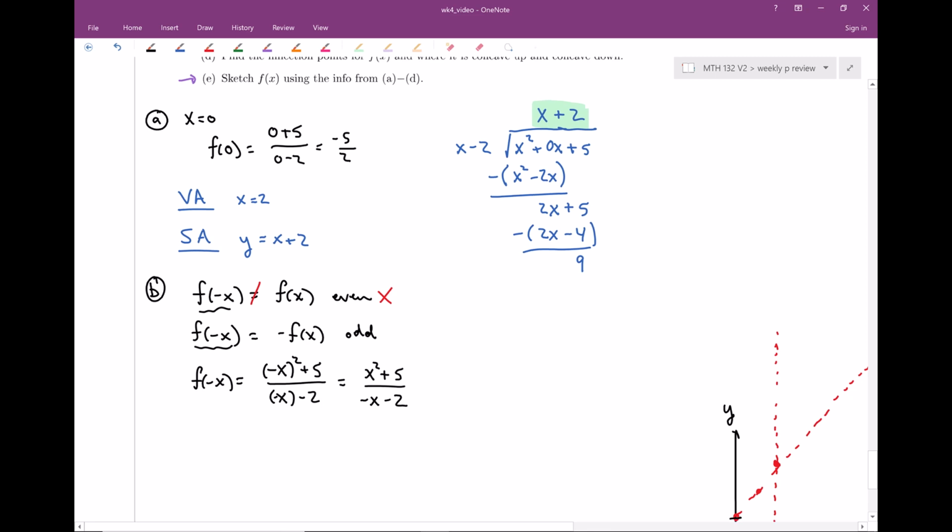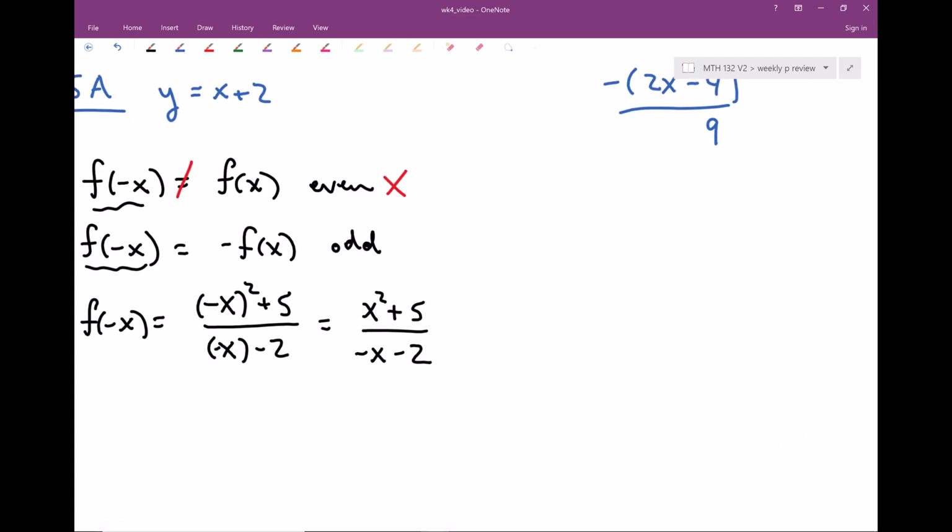Sometimes in order to see this, I like to do one more step and maybe factor out this negative. So this would be negative times, in the numerator, I'm not factoring out a negative from the numerator, I'm just factoring it out from the denominator.